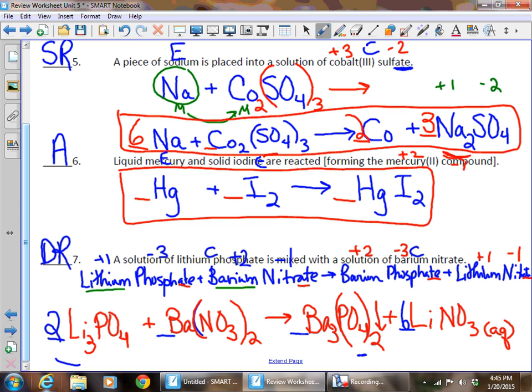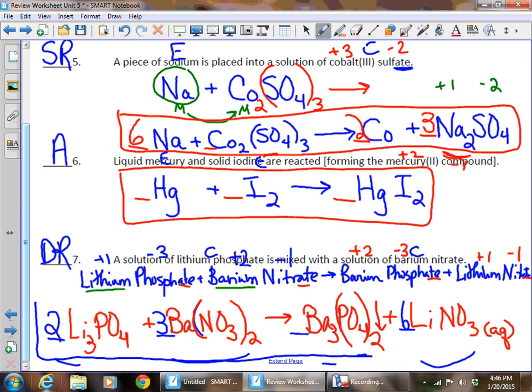And now looks like I've got 3 bariums here, but only 1 here. So I'm going to put a 3 in front of this barium, which is also going to give me my 6 nitrates, which matches this other side. So it looks like that is balanced. So I'm going to box this one.